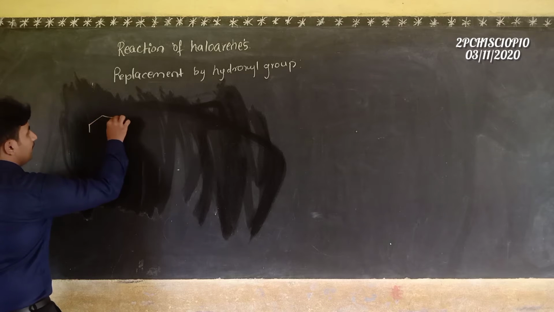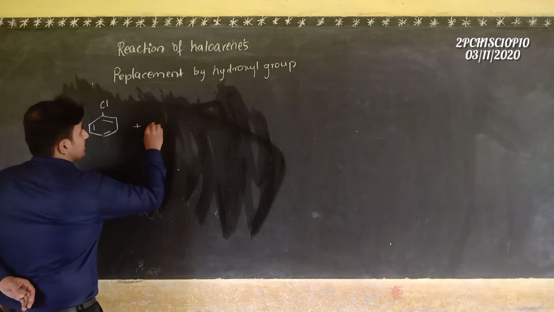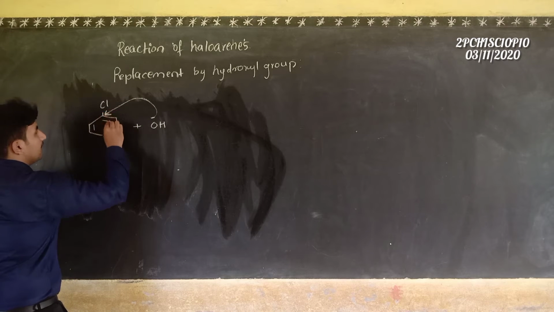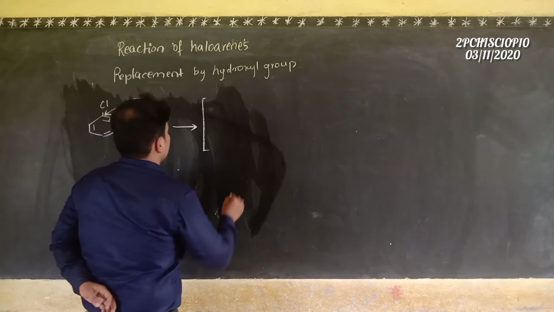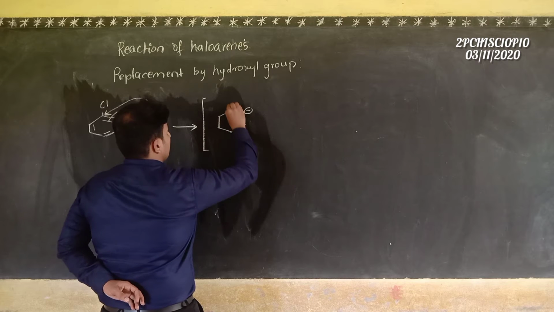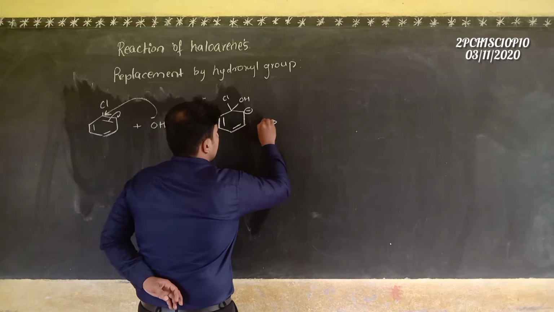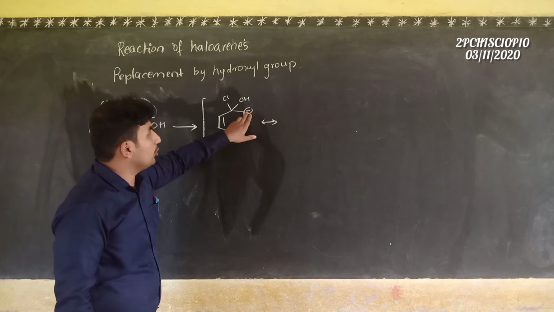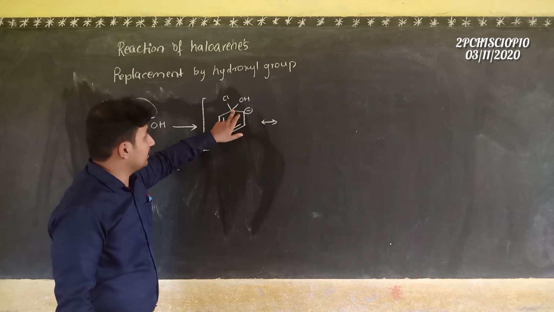So first, I will take chlorobenzene, Cl, which is attacked by the hydroxide group. This carbon atom is attacked, and this bond is shifted. So what is the structure we get? Here negative charge, here Cl, here OH. The bond is shifted here, the ortho position gets a negative charge, and OH is bonded with the carbon atom.